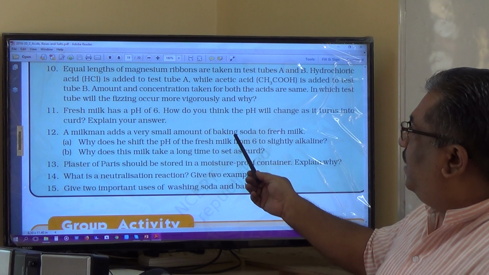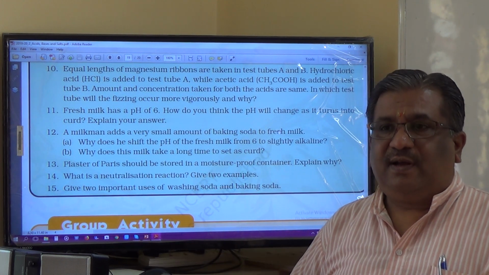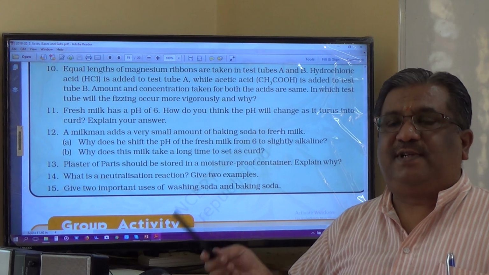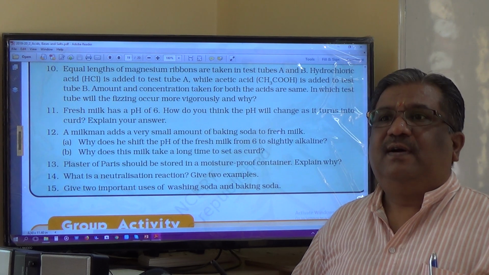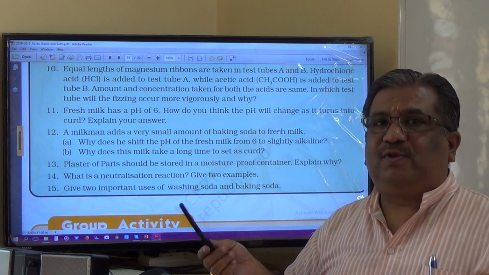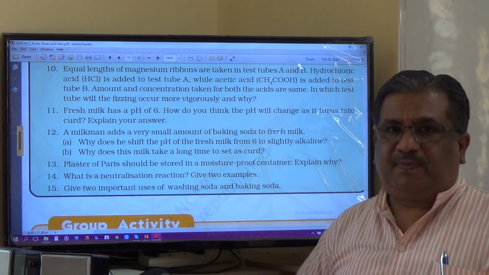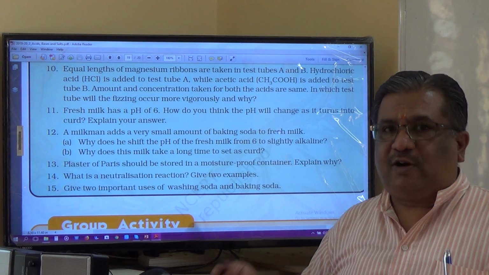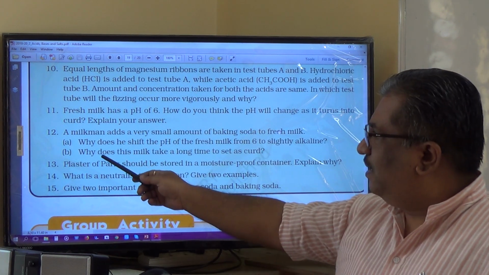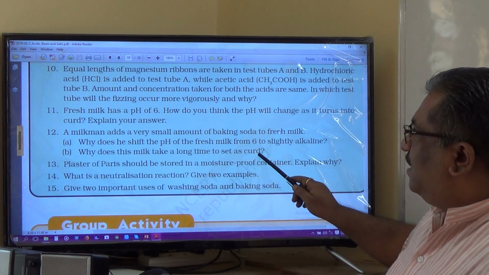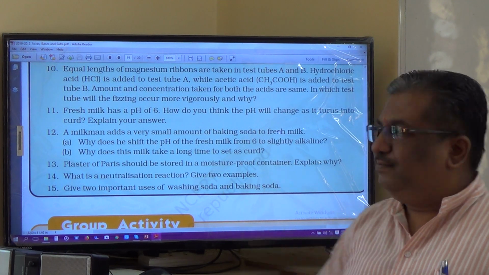So if baking soda is added to milk, it becomes alkaline in nature, and the effect of enzymes present in the milk will not be very effective. The enzymes will not act upon the alkaline medium, and therefore curd is not produced, or the lactic acid is not produced, or the milk does not turn sour. So once again, why does the milk take a long time to set as a curd here? Because enzymes present cannot act on alkaline medium.